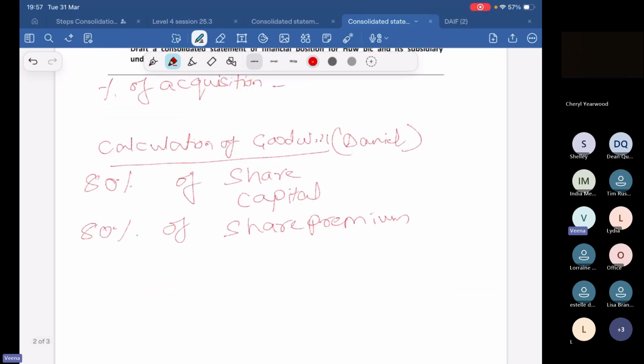So let us look at the calculation of goodwill now. 80% of share capital, 80% of share premium, 80%. Why am I saying 80%? Because they have only taken over 80%. So first of all, what all things do they have to take into account? Their share capital, their share premium, and the pre-acquisition retained earnings.